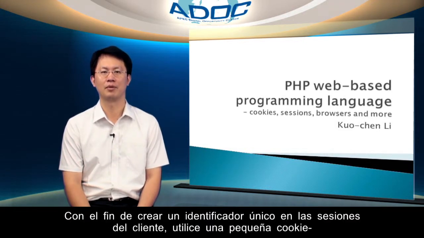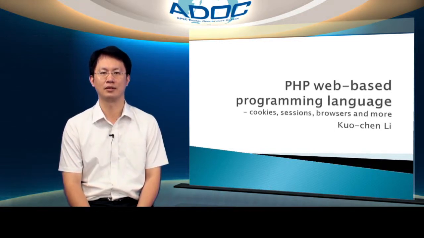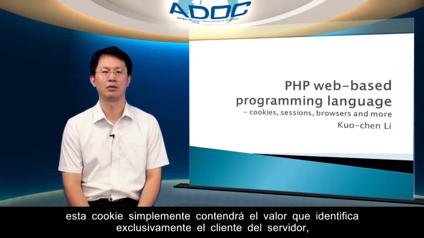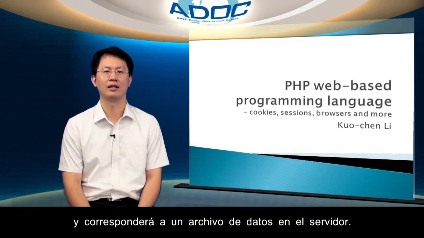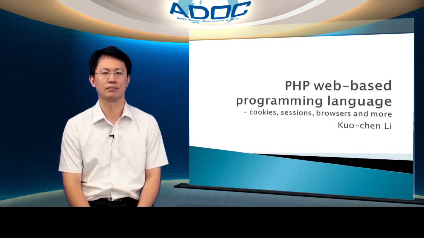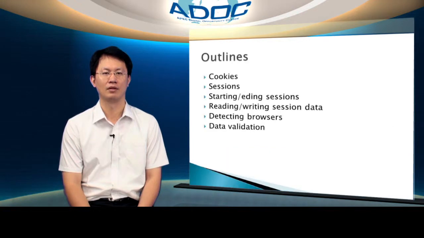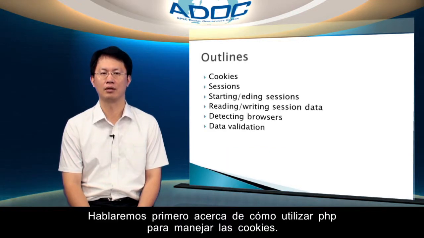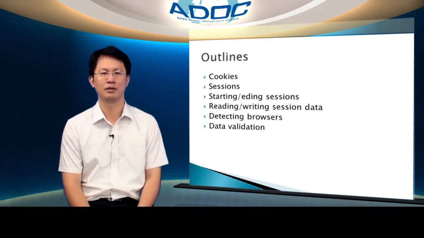In order to set up a unique identifier on the client, sessions still use a small cookie. This cookie simply holds a value that uniquely identifies the client to the server and corresponds to a data file on the server. So we will first talk about how to use PHP to handle cookies.